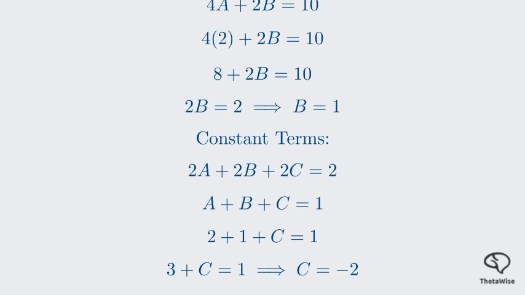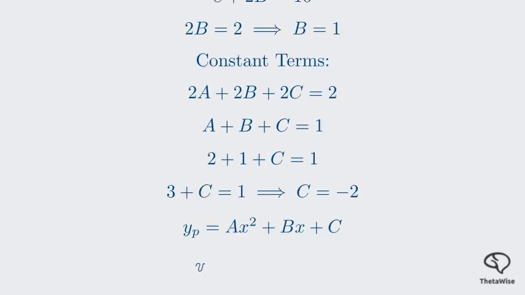Now we can write down our particular solution. yp equals ax squared plus bx plus c, so it's 2x squared plus x minus 2. Notice the coefficients are identical to those in the marking guideline, which uses C, D, E for A, B, C. We've done all the hard work. We found both the complementary solution and the particular solution.